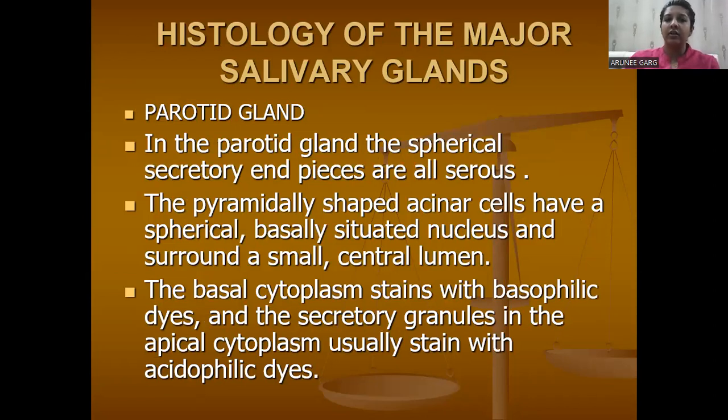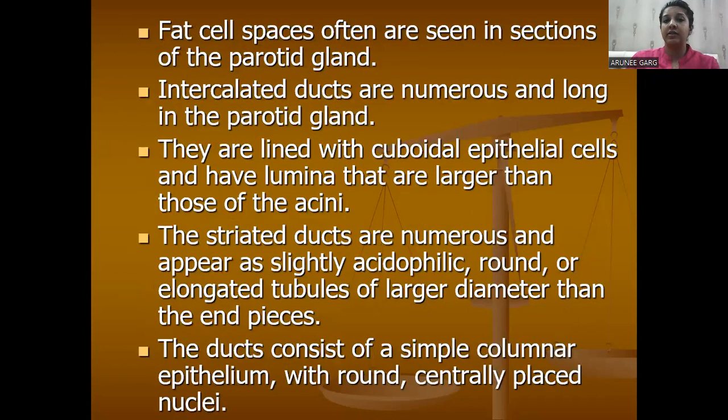Now, the parotid gland is one of the major salivary glands, and it has spherical secretory end pieces which are serous in nature. So there are serous cells. The pyramidally shaped acinar cells have a spherical, basally situated nucleus and are surrounded by a small central lumen. The basal cytoplasm stains with basophilic dyes, and the secretory granules in the apical cytoplasm usually stain with the acidophilic dyes. The fat cell spaces often are seen in the sections of the parotid gland.